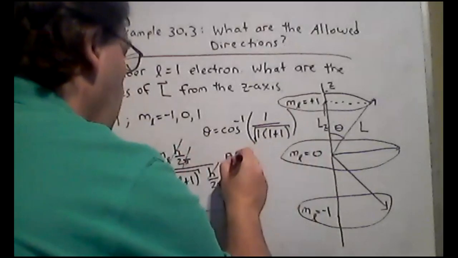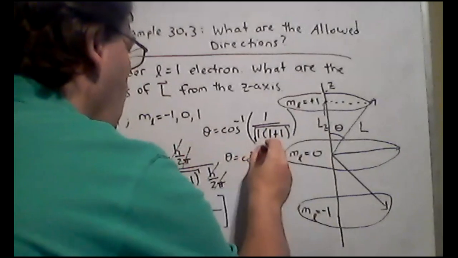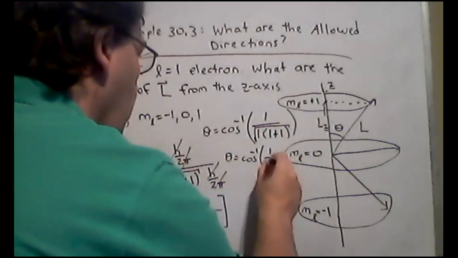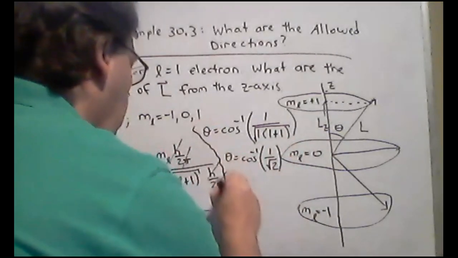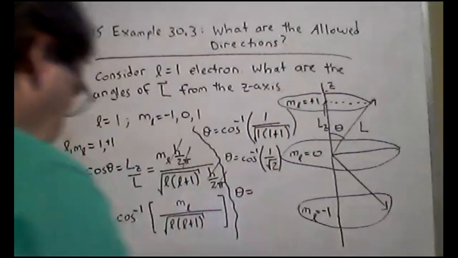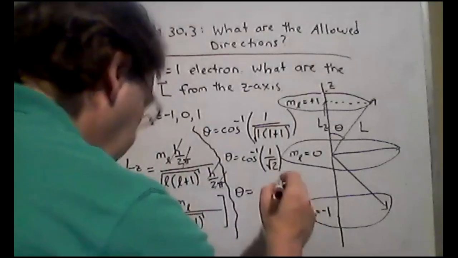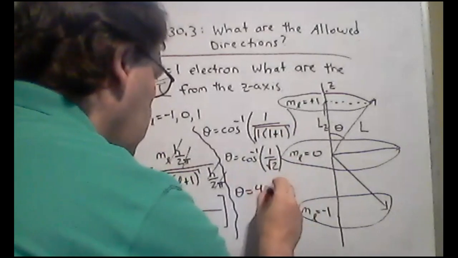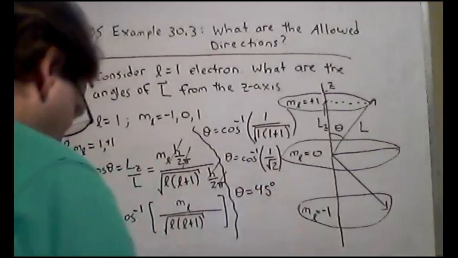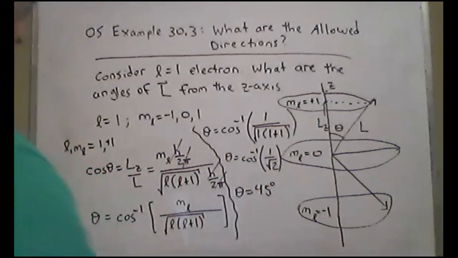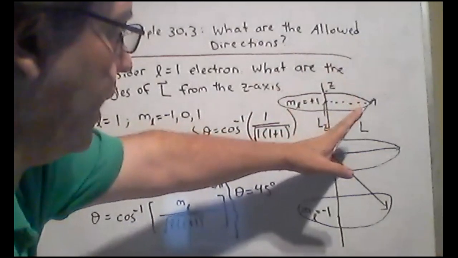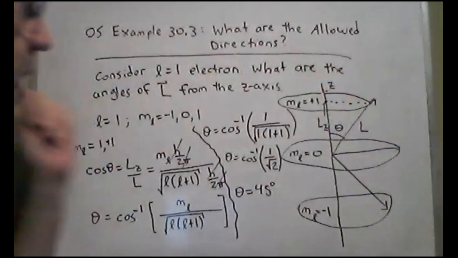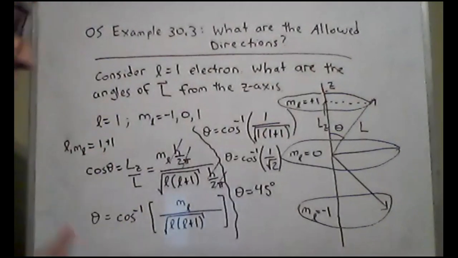Theta is the inverse cosine of 1 over the square root of 2. You do that, you get that theta is 45 degrees. So one of your allowed values, the allowed angle between the orbital angular momentum and the z component, is 45 degrees. Not 44, not 40, 45.